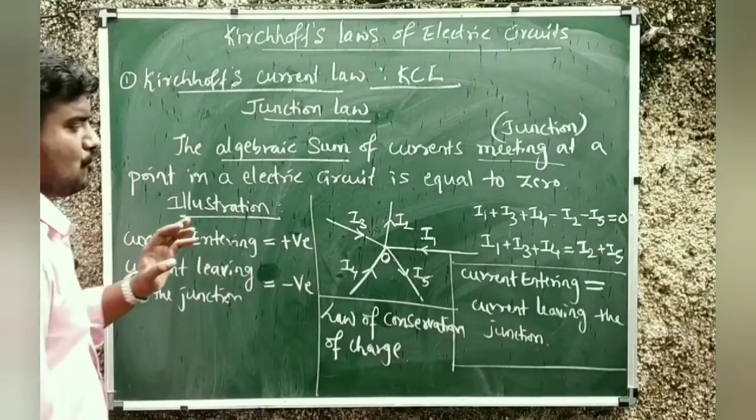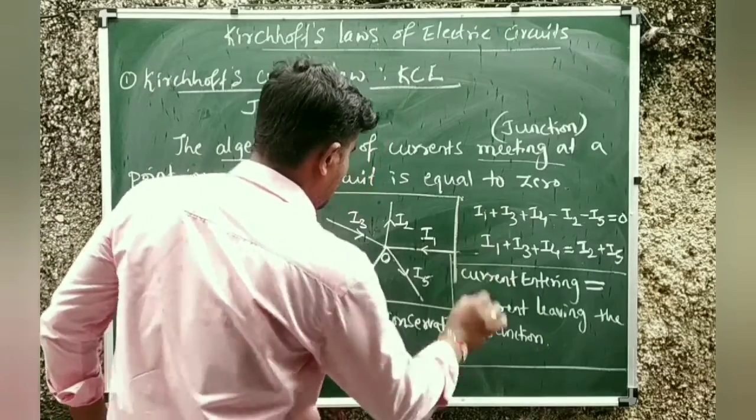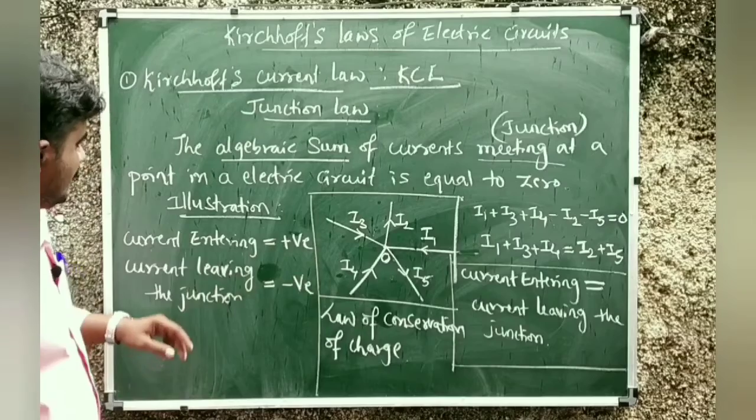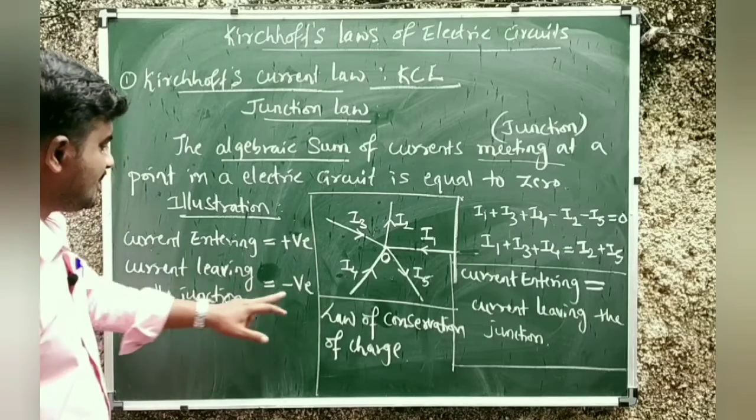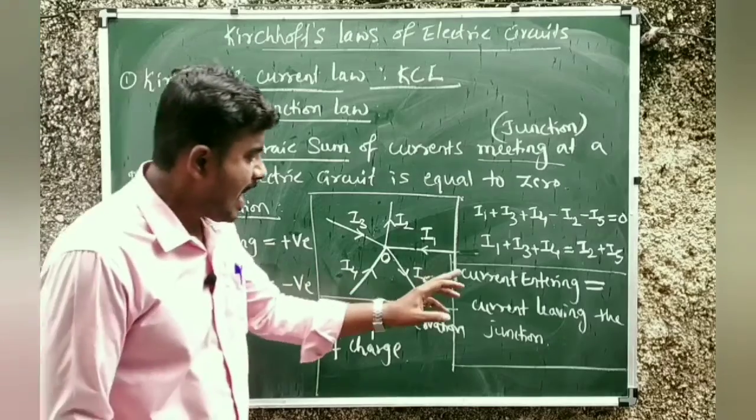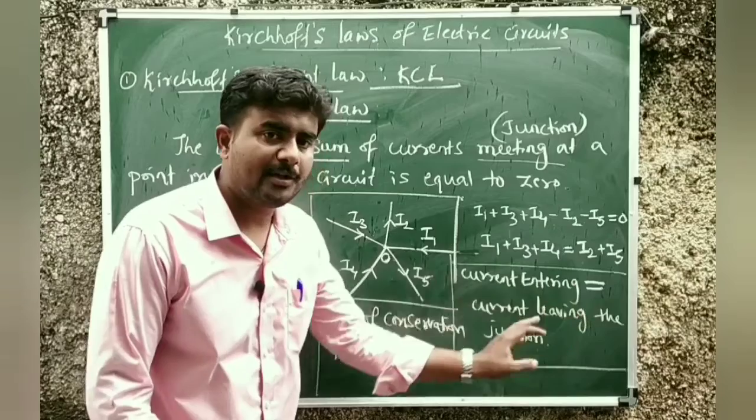Okay. So, note down these very important points. This is the illustration. Current entering is taken as positive. Current leaving the junction is taken as negative. And according to this illustration, current entering must be equal to current leaving the junction.